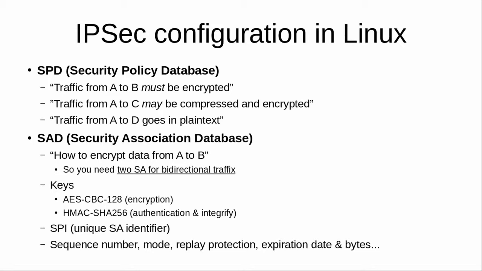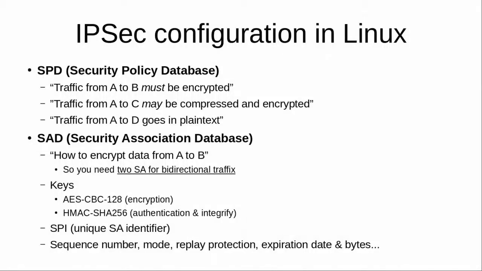Now going to how you configure this. Again, this looks very complicated, but it's really, really simple. You got two kernel structures that hold the data. One is the SPD, Security Policy Database, and it contains statements which essentially say you must encrypt traffic from A to B. You may encrypt and compress, if possible, the traffic from A to C, and the traffic from A to D just goes in plain text. It's like a routing table, except you don't point to the destinations.